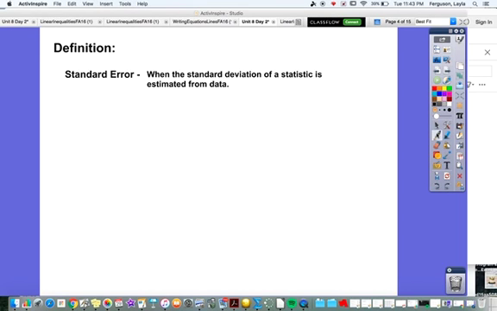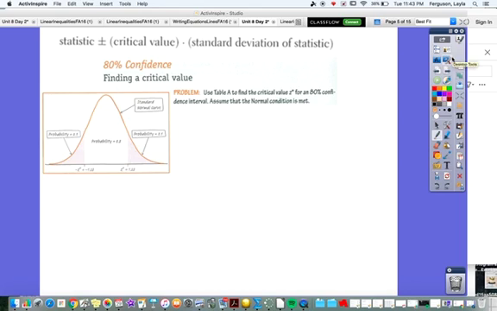So next we're going to talk about standard error. So a standard error is when the standard deviation of a statistic is estimated from data. Basically, with a standard error, say of a sample proportion or p hat, it describes how close the sample proportion p hat will be on average to the population proportion p in a repeated simple random sample of size n. So that kind of segues into what we call critical values.